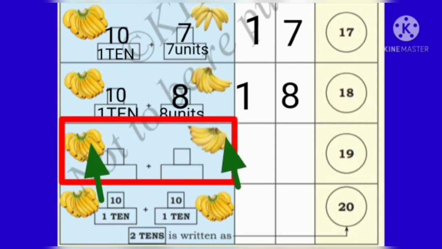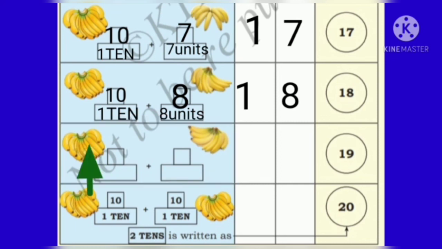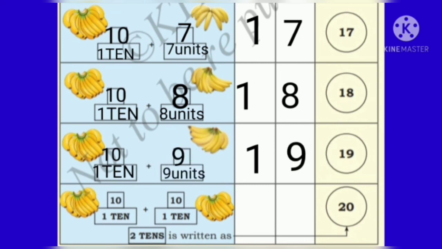Next they purchased 1 bunch and 9 single bananas. 1 bunch means 10. So we will write 1 in tens place. And next there are 9 single bananas. So we will write 9 in units place. 1 and 9 can be written as 19.